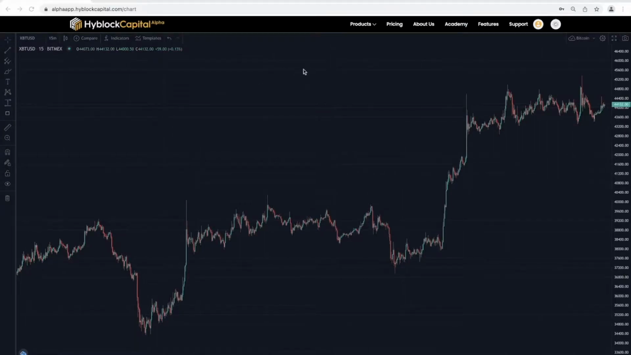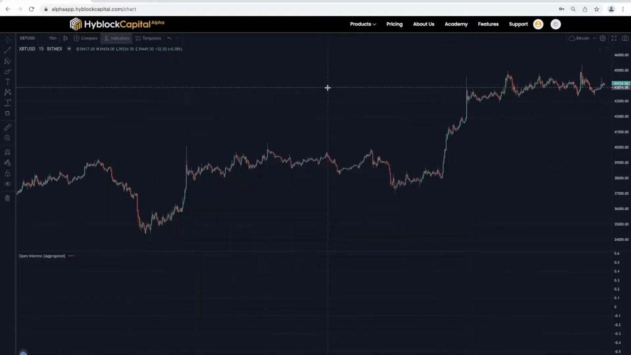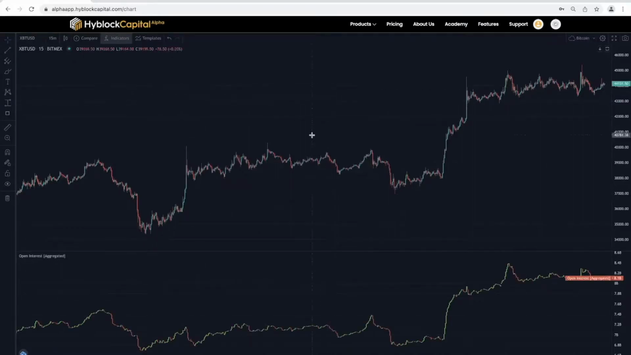So to get started, we're looking at the BTC pricing chart on a 15-minute time frame, and the first indicator we want to focus on is open interest. If we focus on last week, we can see that OI had not seen much of an increase, especially during periods of volatility, which we can see right over here.